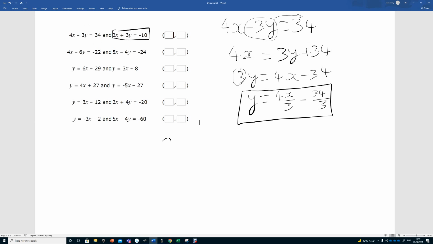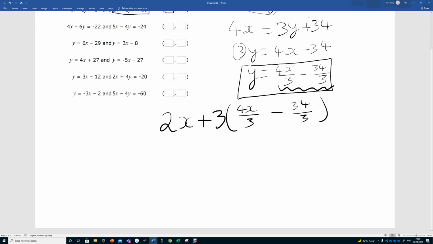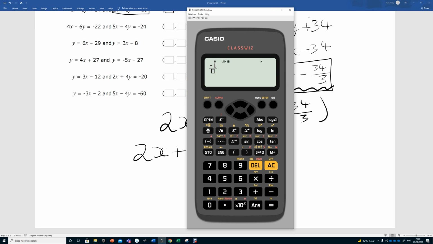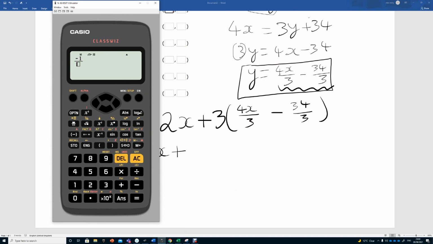The second equation is 2x plus 3y equals minus 10. So I'm going to write 2x plus 3, and I'm going to put all of this that we've done for y into a bracket. So we have 4x over 3 take away 34 over 3. Now I'm going to expand this bracket. So we have 2x plus, and then 4/3 times 3, right?